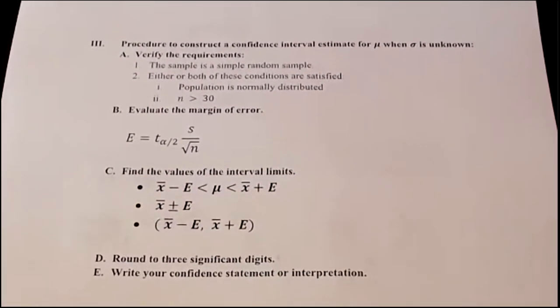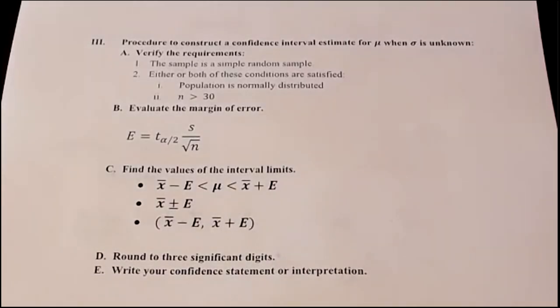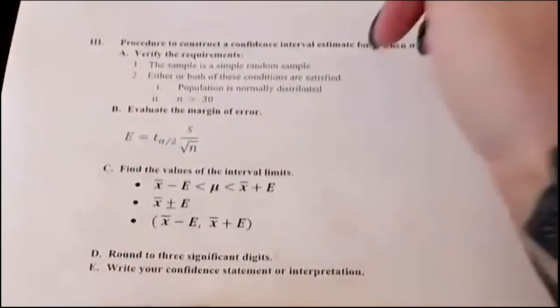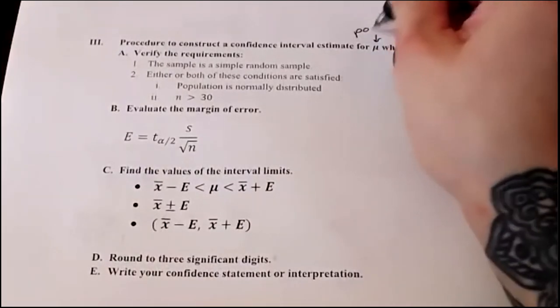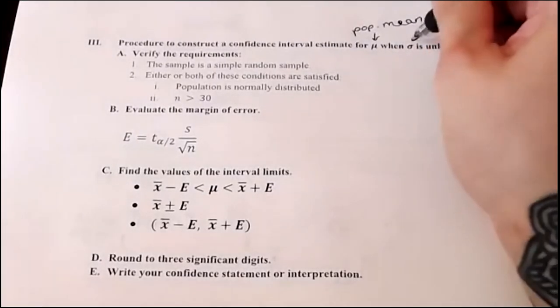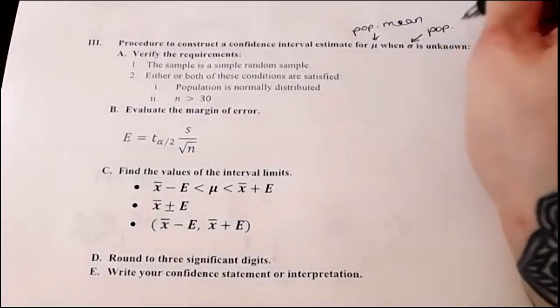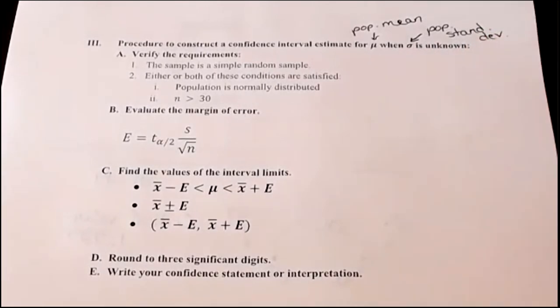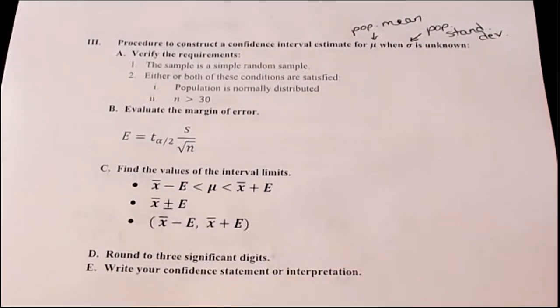Okay. Do you remember in our last section when we had a procedure to construct a confidence interval, but this was for the population proportion? So here's for estimating our mean when our population standard deviation is not known. Remember that mu represents the population mean and sigma represents the population standard deviation. I don't mind writing the labels out again just to make sure that we're okay.